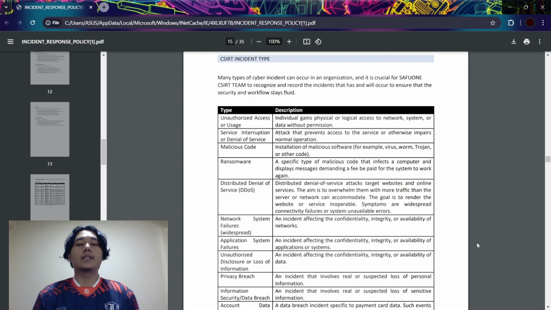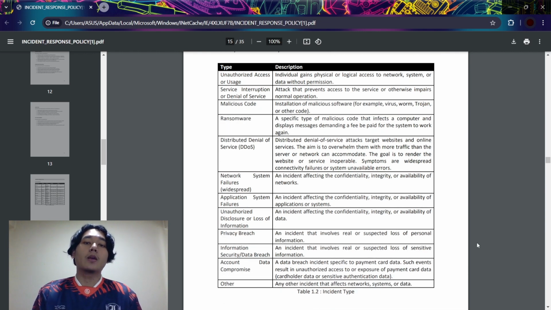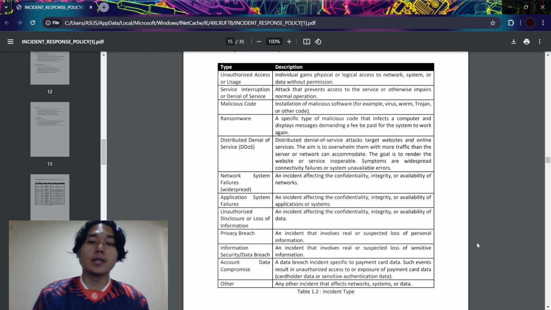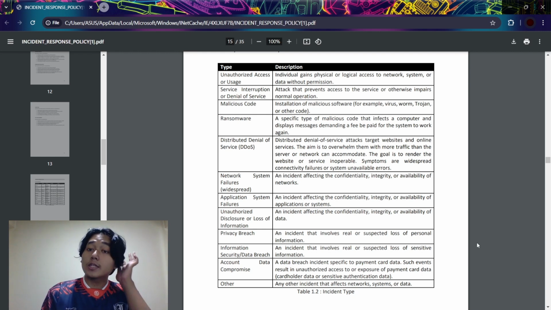Many types of incidents can occur in an organization, and it is crucial for the Safuone CSAT team to recognize and record the incidents that have occurred and will occur, to ensure that security and workflow stay free. Okay, we go to the first one, which is unauthorized access or usage. The meaning of that is an individual gains physical or logical access to a network, system, or data without permission.